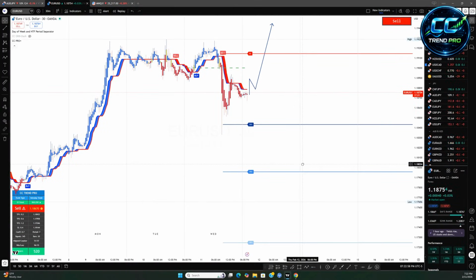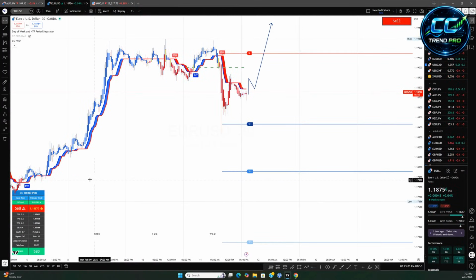So make sure you do your due diligence. Do not blindly just take these buy and sell signals. Make sure it's in alignment with the higher time frame. Okay. And make sure that if you're trading with the trend, you can stay in the trade a lot longer. If you're trading against the trend, just know it's going to be a quick intraday or scalp trade. Right?